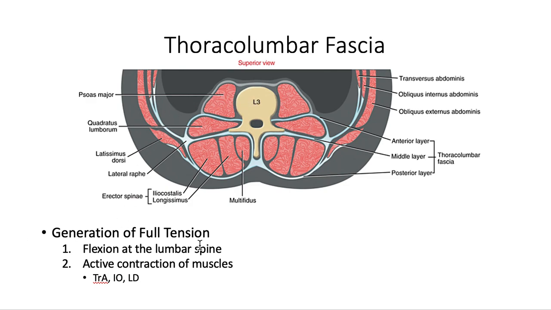So generation of fascial tension can be performed by two distinct features. Flexion of the lumbar spine, so a person bending forward and we're mechanically tensing the lumbar spine, or active contraction of the muscles that actually attach to the thoracolumbar fascia, such as transversus abdominis, internal obliques, and latissimus dorsi.